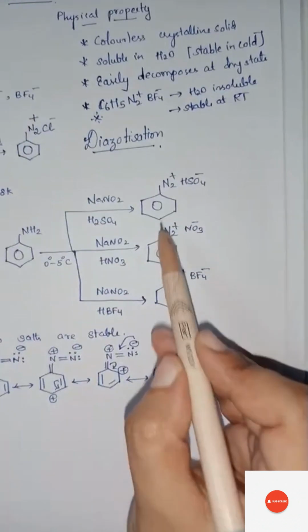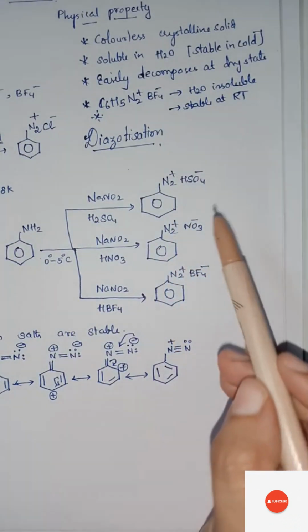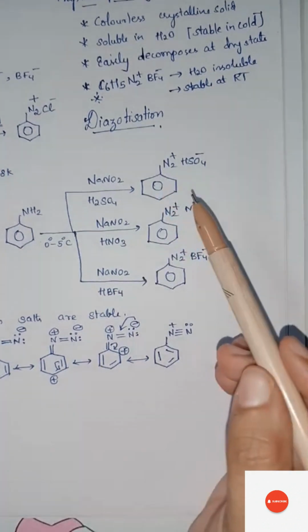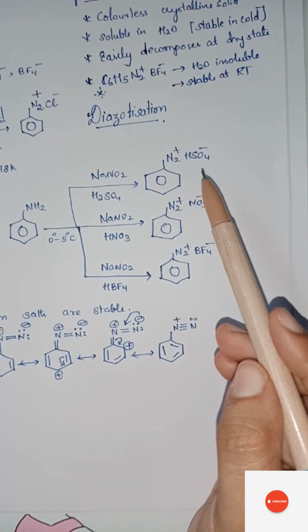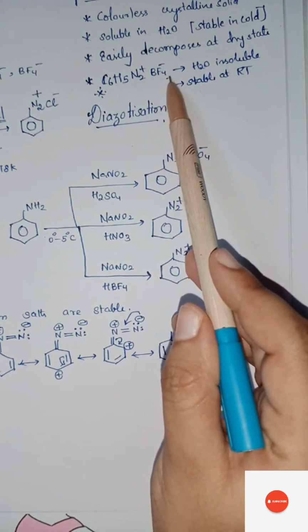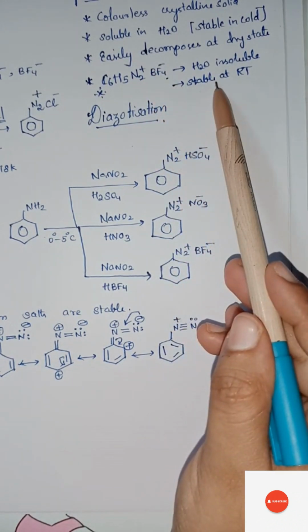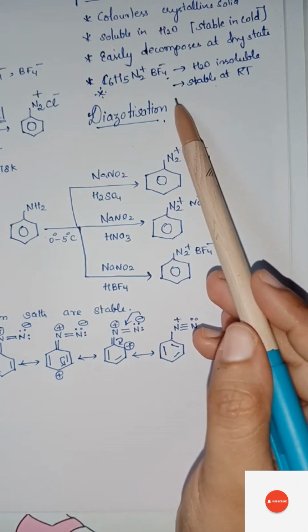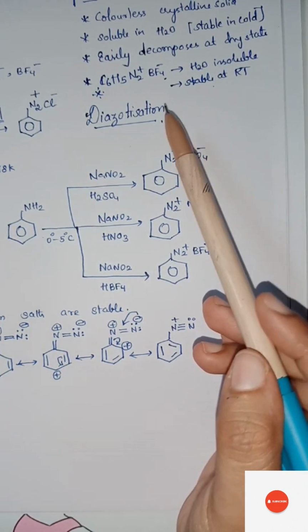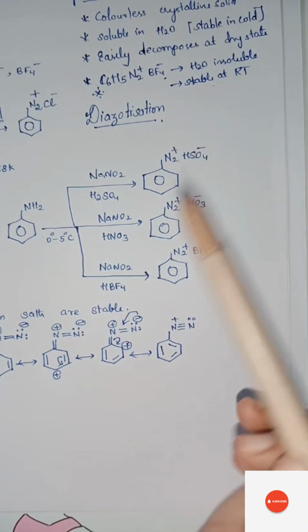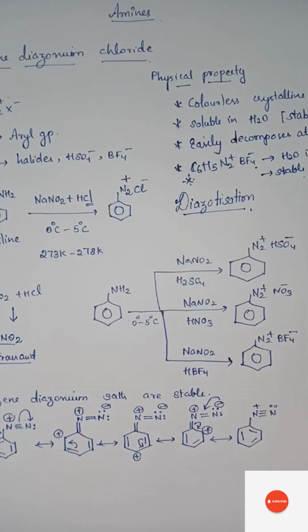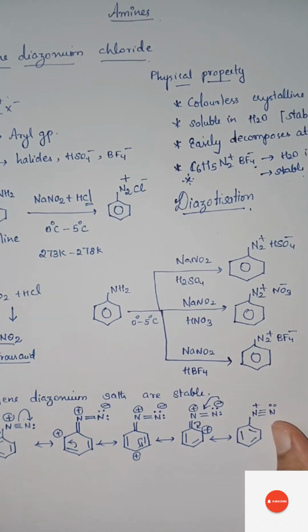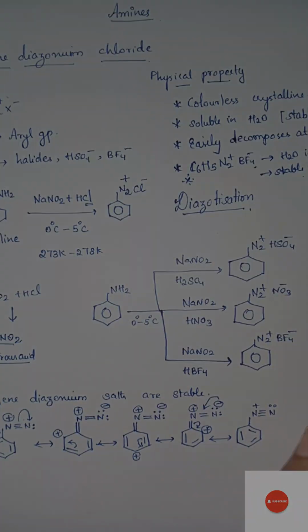All the benzene diazonium chloride, benzene diazonium hydrogen sulfate, even bromides are unstable at room temperature and will decompose. But benzene diazonium fluoroborate is stable at room temperature and it is insoluble in water. That is the case, it is different from others. Okay, so this is about how we can prepare benzene diazonium chloride. Now we are moving to how to convert this benzene diazonium into different compounds.